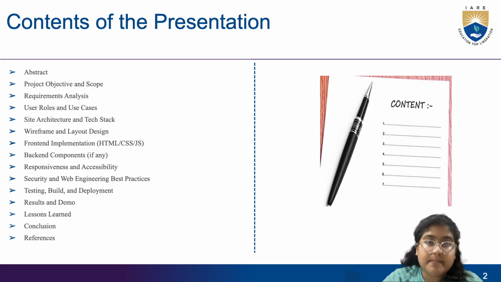After that, we look at requirements analysis, which is a very important phase in any engineering project. This includes both functional and non-functional requirements. Next, we'll discuss user roles and use cases because understanding the end user is critical when designing any system. Then we move into the architecture and technology stack, followed by the design phase, including wireframes and layout decisions. After that, I'll explain the front end and back end implementation, followed by sections on responsiveness, accessibility, and security. Finally, we look at testing, deployment, results, and conclude with key learnings.